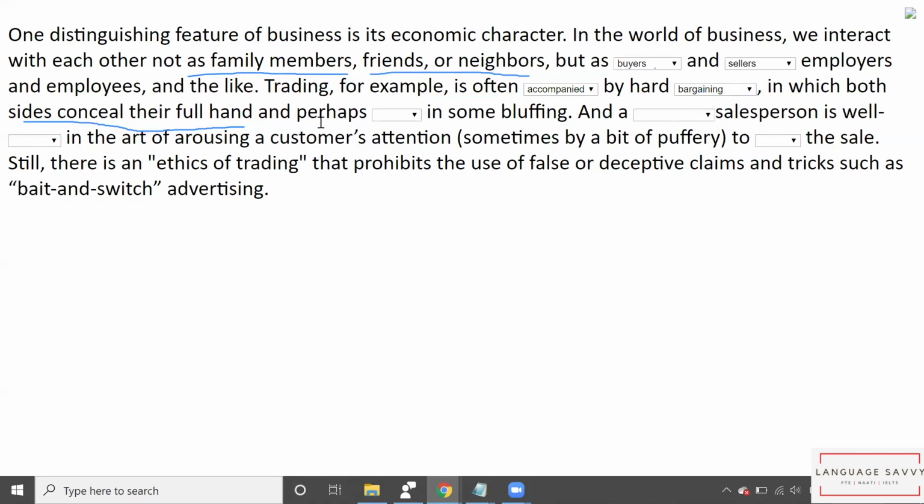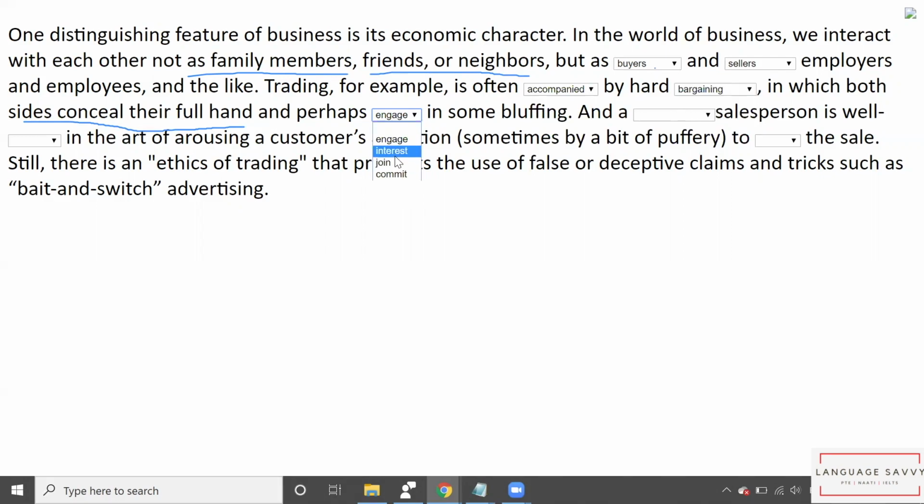So, and perhaps dash in some bluffing. So what happens in trading while we are bargaining? We conceal our full hand and engage in some bluffing. We don't join bluffing, we don't commit bluffing, but we engage in it. So here we use the elimination strategy.